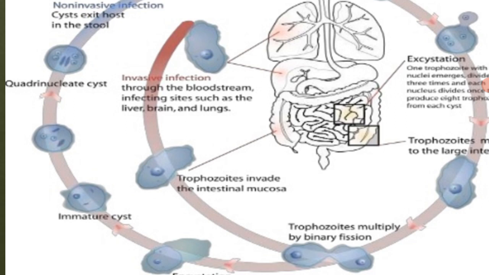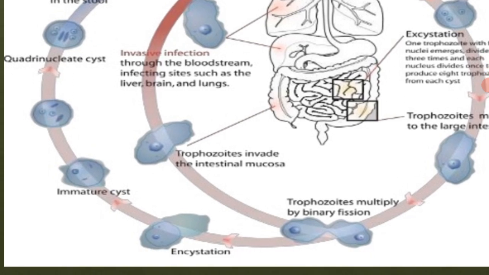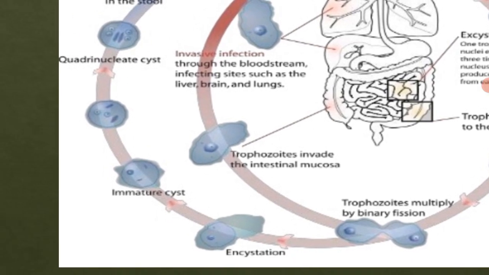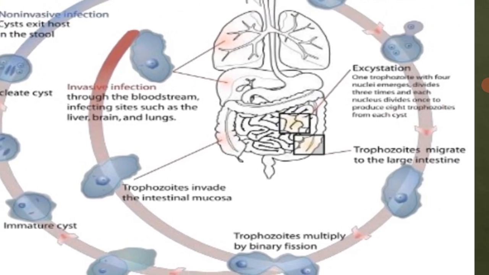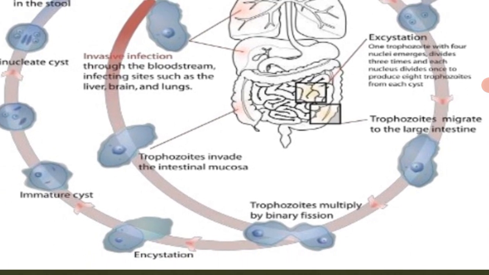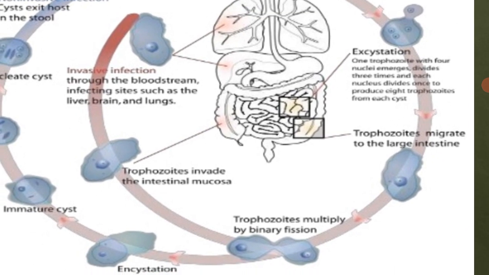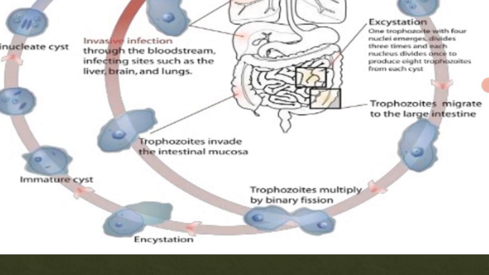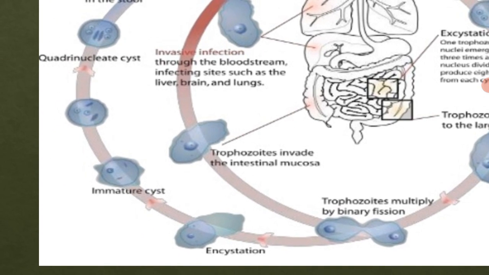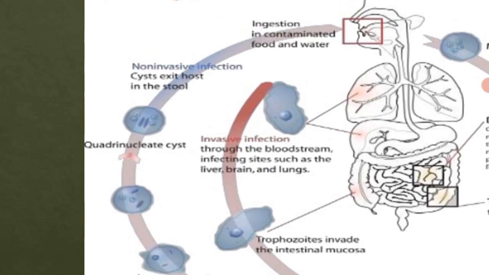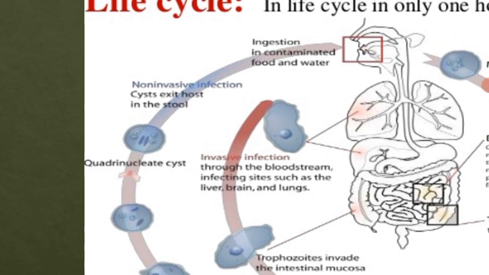And for the next trophozoite, encystation will happen. You can see at the start there was excystation, exit from the cyst, and here is entry into the cyst, so it is called encystation. Then the maturation cycle takes place, which results in the immature cyst. After the immature cyst, it results in the quadrinucleate cyst.